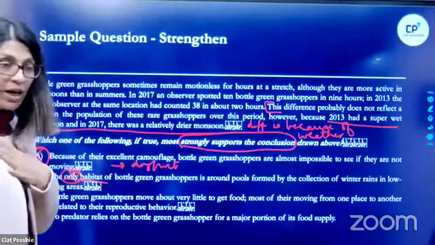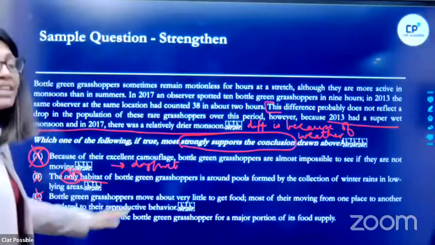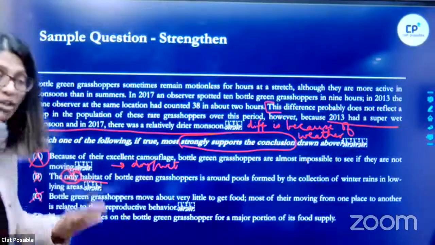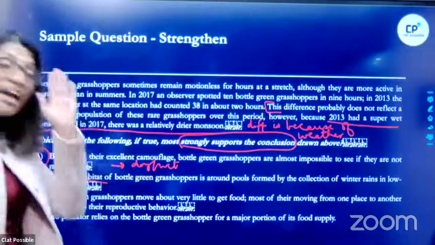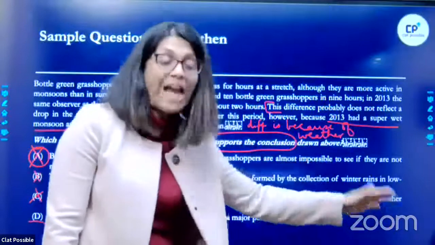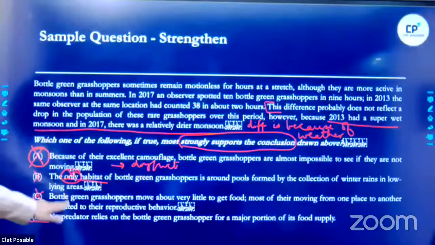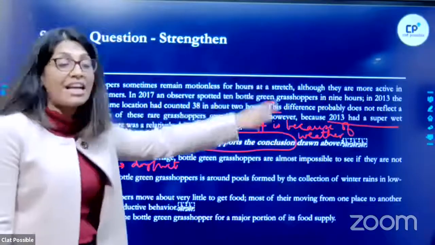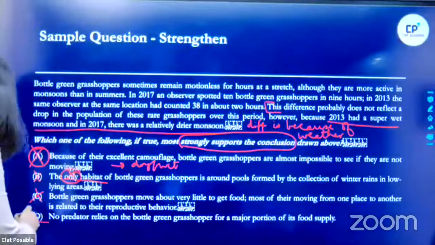To support the author further, what did I just do with D? I eliminated an alternate cause of their disappearance. So when I strengthen, I eliminate alternate causes that could have caused this phenomenon. When I weaken, I give these alternate causes to show that this phenomenon could have been caused by this reason also and not because of the reason which the author feels. So what did I do in D? I removed the angle of predators, which further strengthened the fact that the grasshoppers' numbers decreased due to the dry and wet season. B is incorrect.